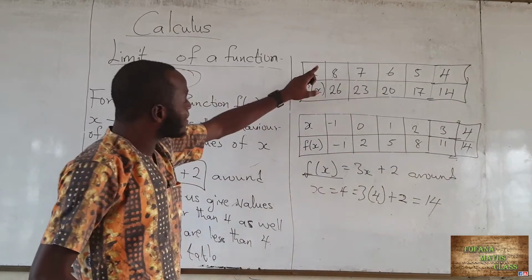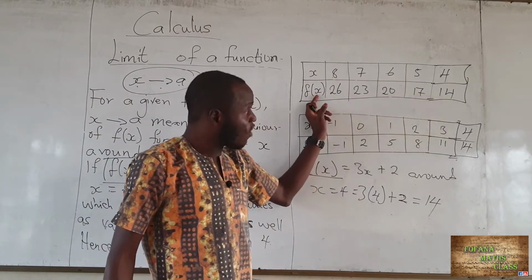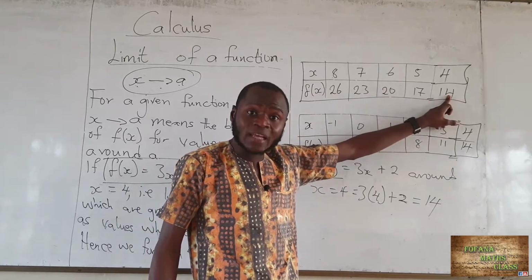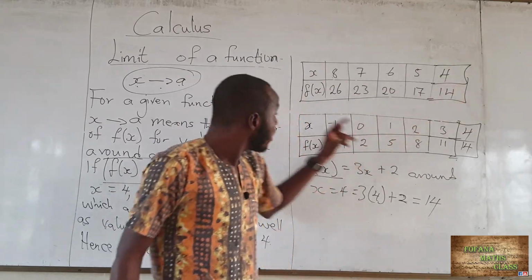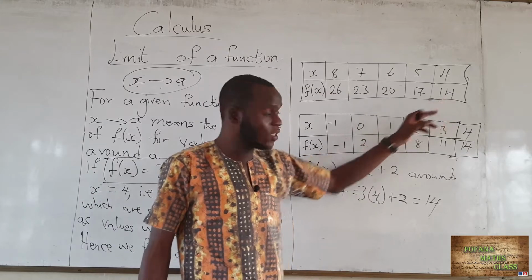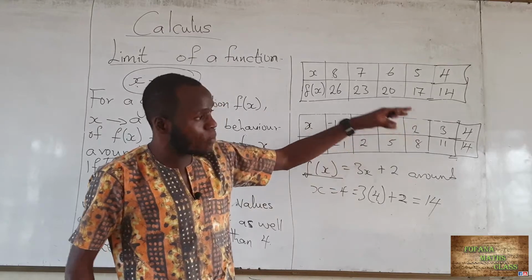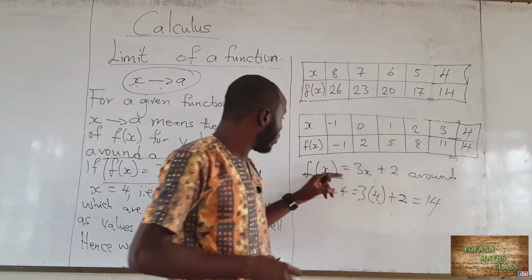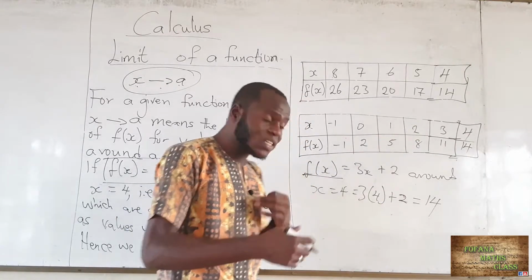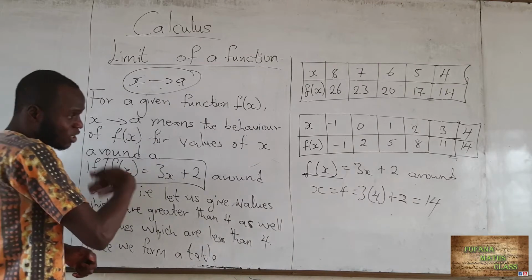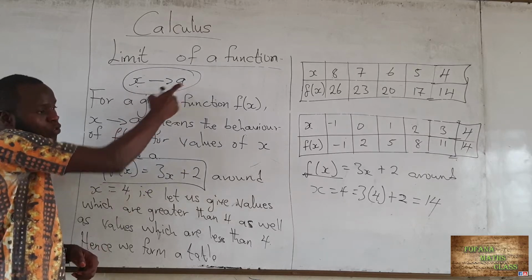So what it means is, as those values are approaching 4, f of x is also approaching what? 14. So that is the behavior. As x is reducing from the highest and approaching 4, f of x is also approaching 14. The same way in the second table, x is increasing from the lowest to 4, and f of x is also increasing towards 14. That is the behavior, and that's what it means when we say x approaches a.